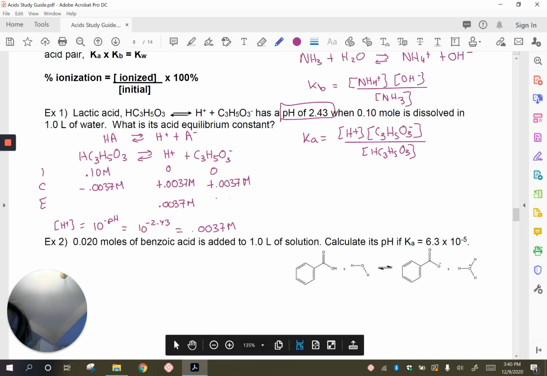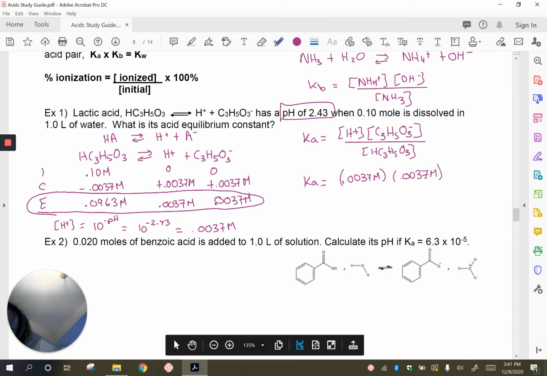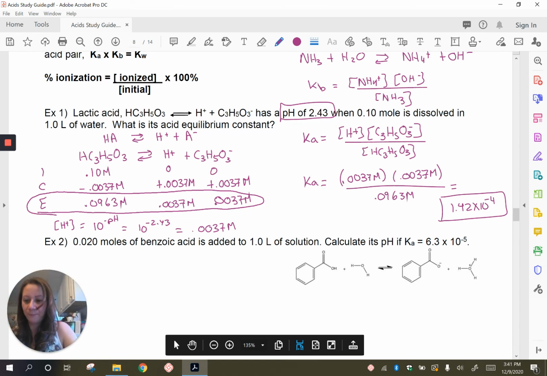So the net at equilibrium, I have 0.0963 molar here, and I have 0.0037 molar here. So now that I have the equilibrium concentrations, I can plug that into my Ka expression. So 0.0037 molar times 0.0037 molar over 0.0963 molar. And you calculate that. I got 1.42 times 10 to the negative 4th. And just like Keq, we do not need the units for that.